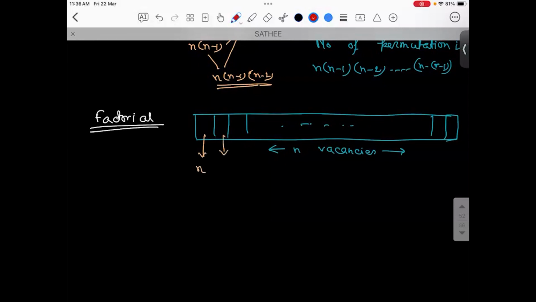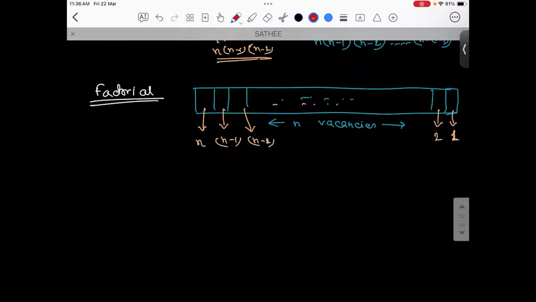n many choices. For this we have n minus 1 choices. For this we have n minus 2 choices. Thus, if we go forward, at the end we will have only two choices here and only one choice here. Now, how many possible ways do we have to put these n elements in n vacancies? That will be of the form n into n minus 1 into n minus 2 up to 3 into 2 into 1.